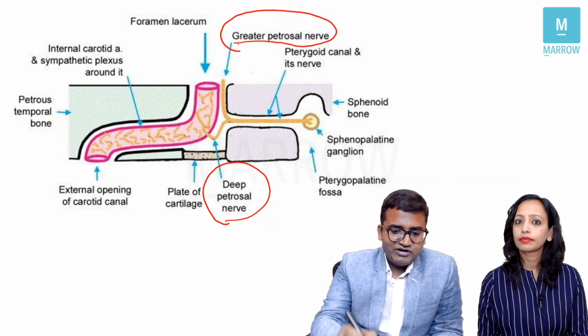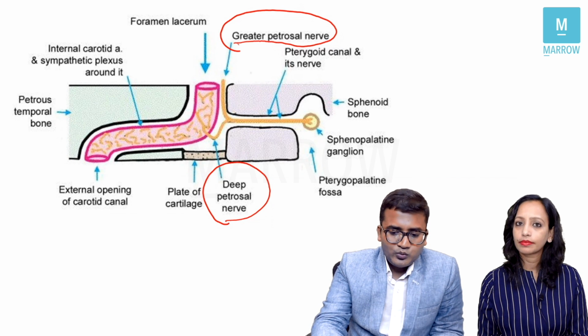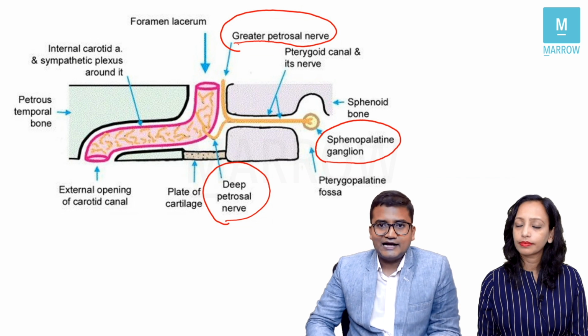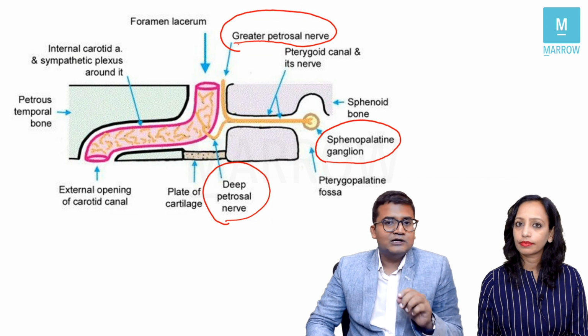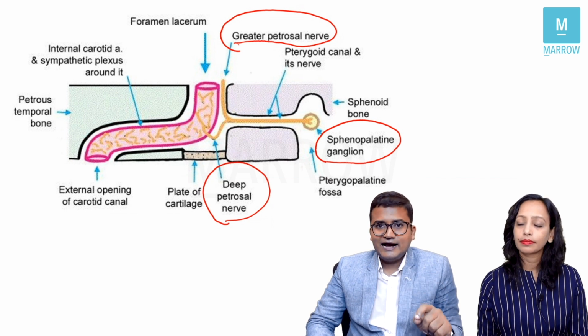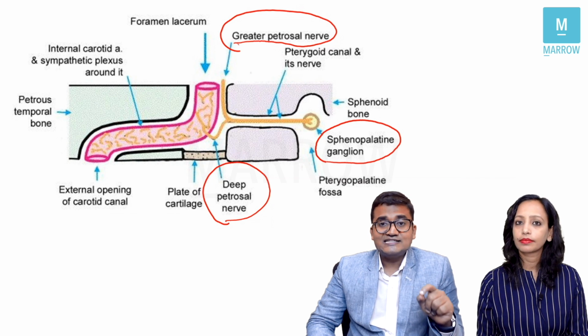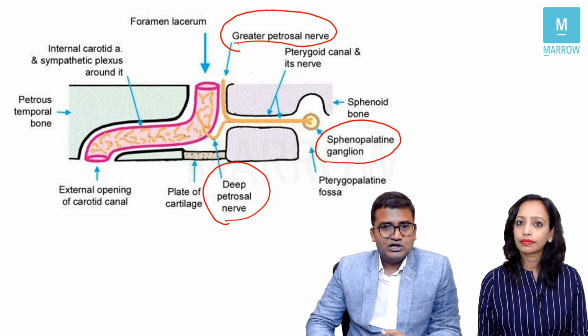Very good. Now, the Vidian nerve or nerve to the pterygoid canal in turn ends in one ganglion, called the pterygopalatine ganglion or sphenopalatine ganglion. Please remember the pterygopalatine ganglion is the largest peripherally placed parasympathetic ganglion. Now, these are the basic details you have to know about the sphenopalatine fossa.